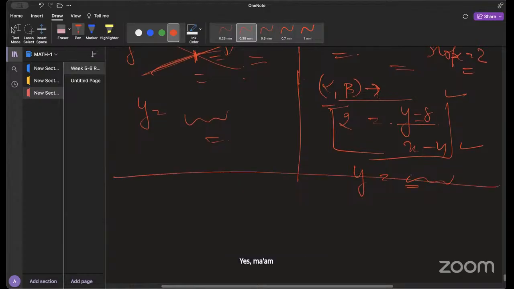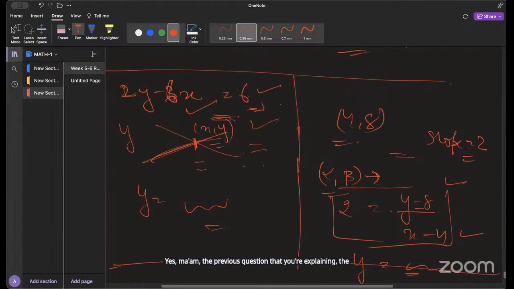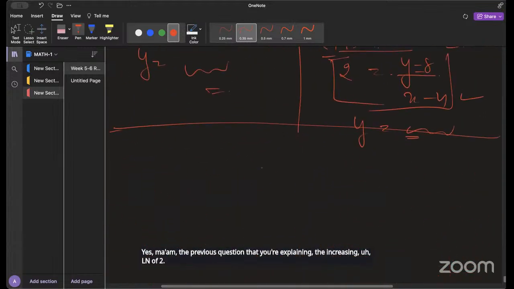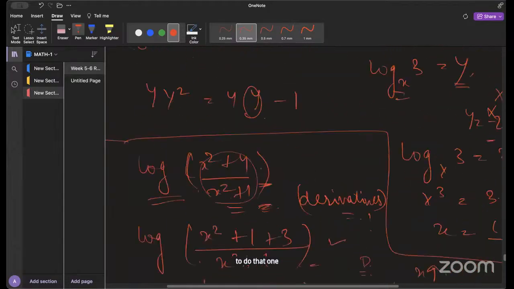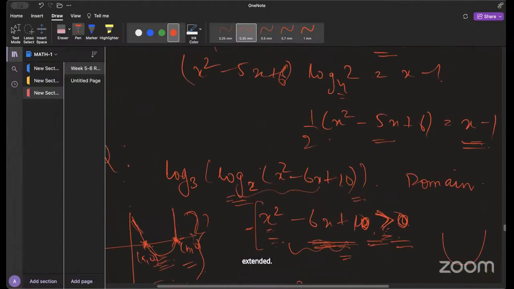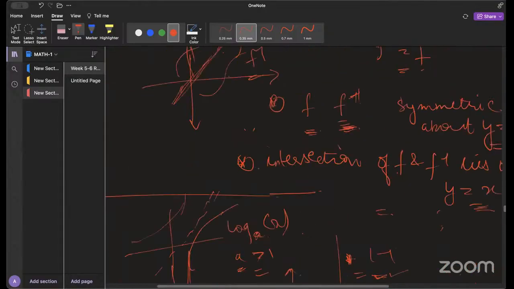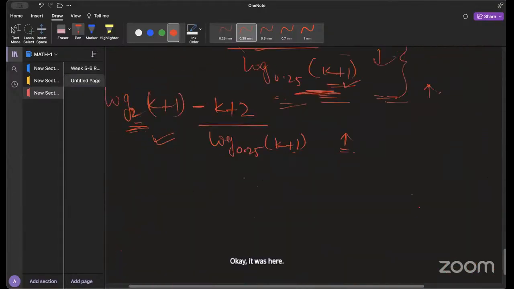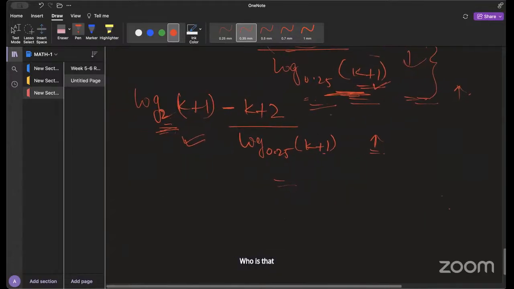Yes, ma'am. The previous question that you were explaining, the increasing ln of 2, that one. Okay, it was here. This one, right? What you do here is you just take the derivative of this. As far as I remember, the answer to this is strictly increasing function. If you do the graph analysis thing, it might take some time. Only do it when you're not supposed to use the derivative approach.